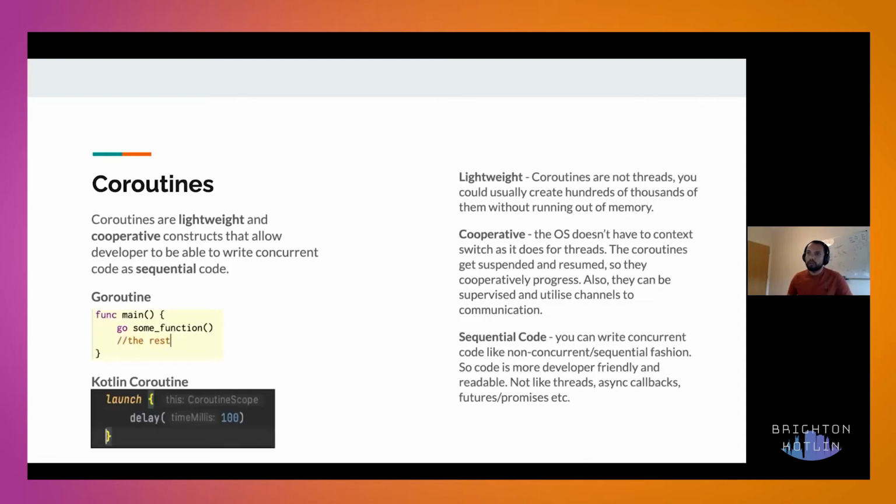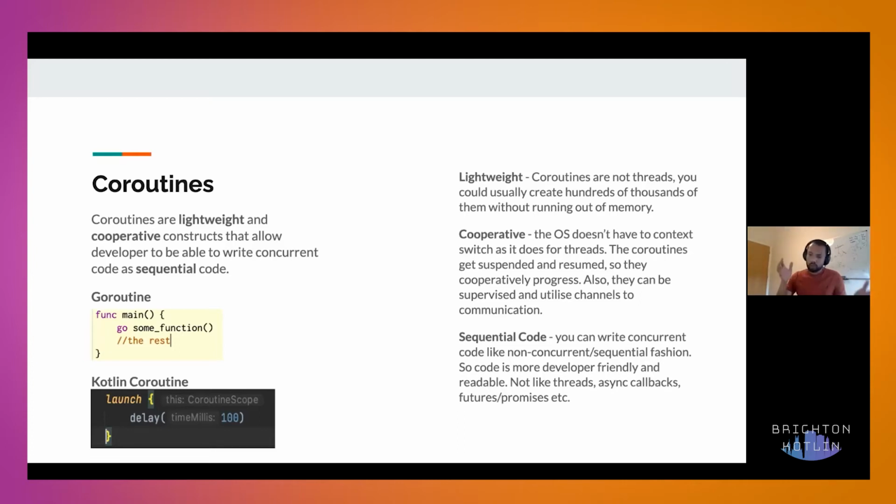So now I'm going to talk about coroutines as a concept. Coroutines are mainly a lightweight cooperative construct that allows developers to write concurrent code in a sequential fashion. That's very important: the three words lightweight, cooperative, and sequential, because they're not threads.